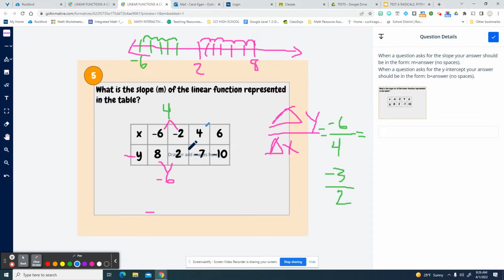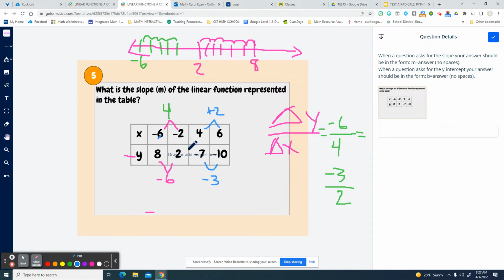And just like before, it doesn't matter which ones you picked. If you picked a negative 7 and negative 10, you would have saw you went down by 3 here. From 4 to 6, you went up by 2. So no matter which 2 sets you choose in a table, but they should be next to each other to make your life easier, right? You should get that same value. I mean, you could go from 8 to negative 10, but you make a greater opportunity for you to make an error in your arithmetic. So it's how we do it with the table.